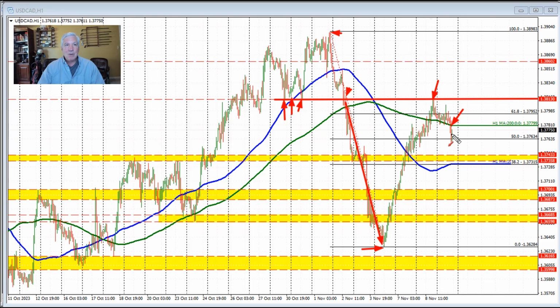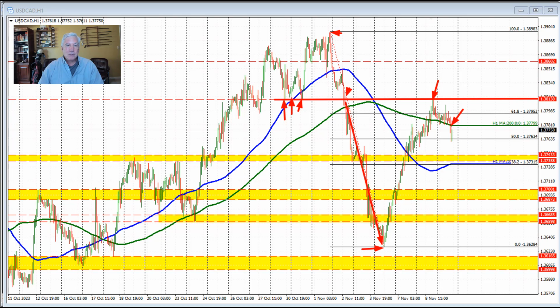So what now? Well, this 200-hour moving average is going to be our key barometer in the short term, or should be our key barometer in the short term. Stay below it, and the sellers can keep the pressure on or keep control in the short term from a technical perspective. Move above it, and this break to the downside is a disappointment.